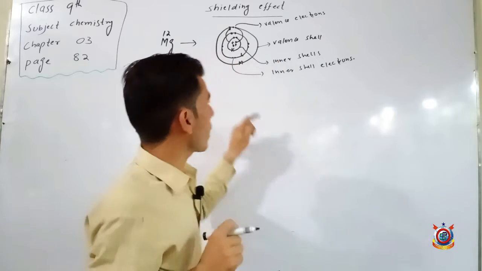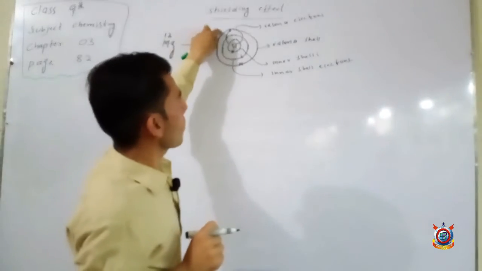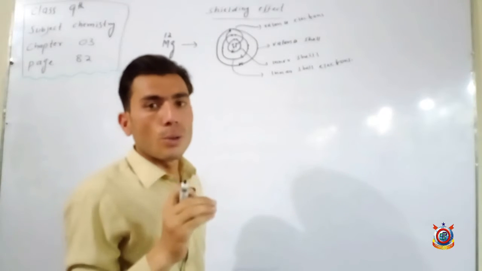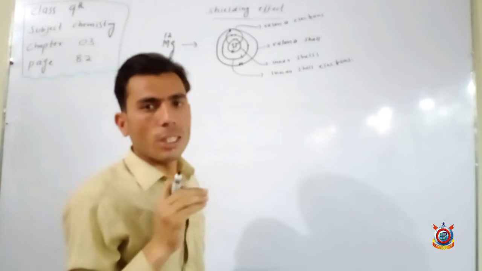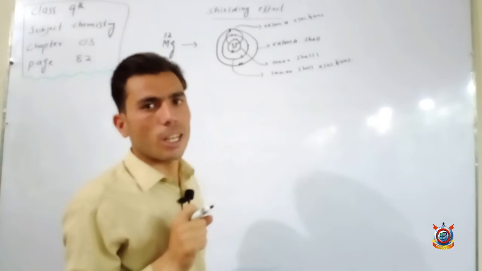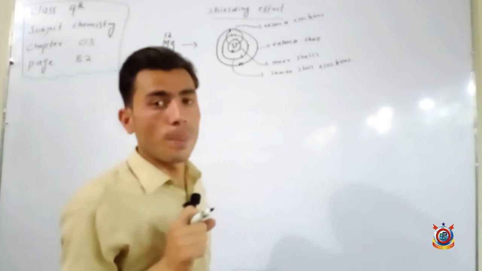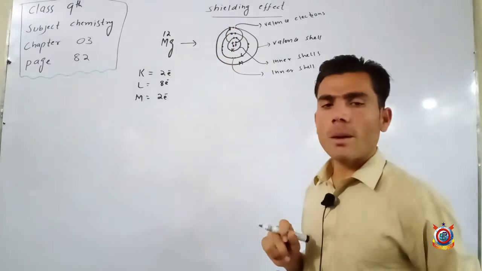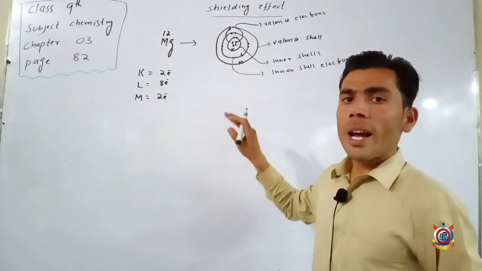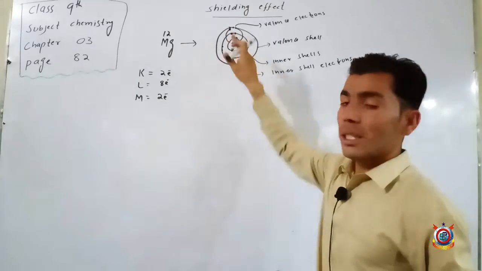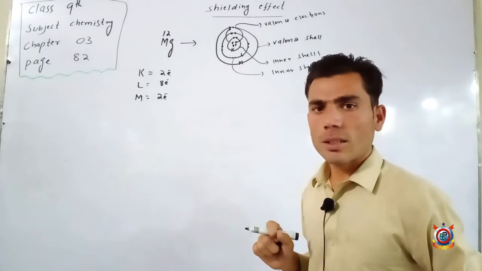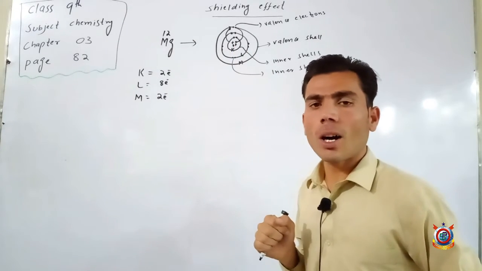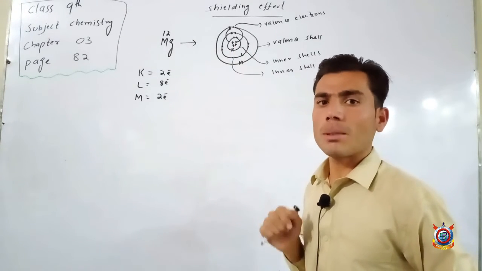Why do these electrons spend most of their time away from the nucleus? Because the valence electrons do not feel the full effect of the positive charge of the nucleus. Why are these electrons not fully attracted by the nucleus?